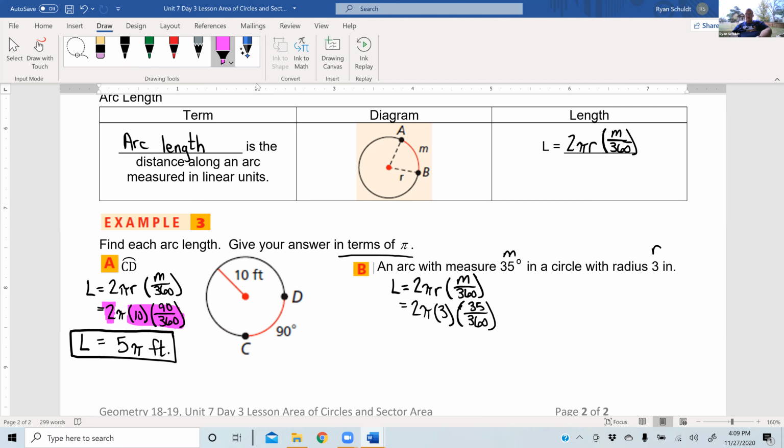Again, if you put anything in the calculator, do just the numbers. Don't put your pi in there. Now this one, it'll give you a fraction. So let's leave that as a fraction. 7/12. Bring our pi down. And then we're in inches, since it's arc length. 7/12 pi inches. That's the length of that arc.